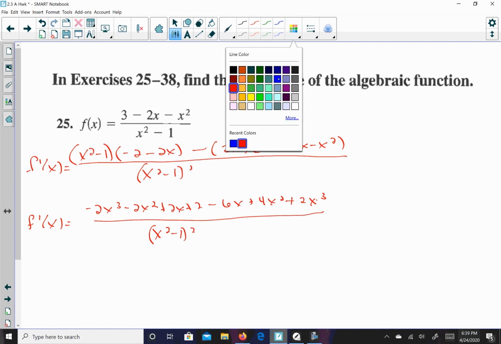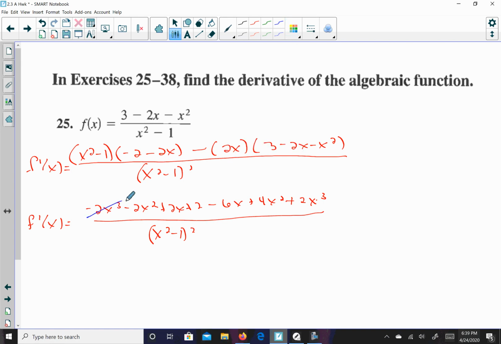Now what can simplify? Well, this negative 2x to the 3rd and positive 2x to the 3rd will equal 0. And I think that's the only thing that will equal 0. Now combining like terms, I'm left with 2x squared minus 4x plus 2. And this is all over x squared minus 1, that quantity squared.